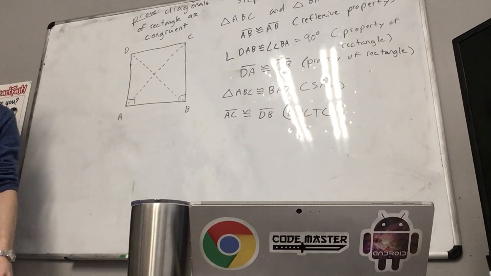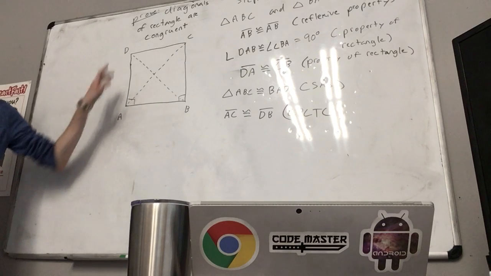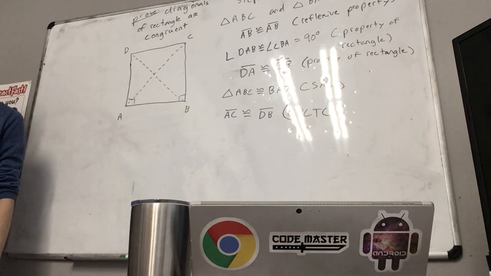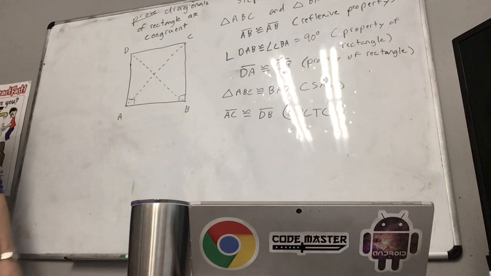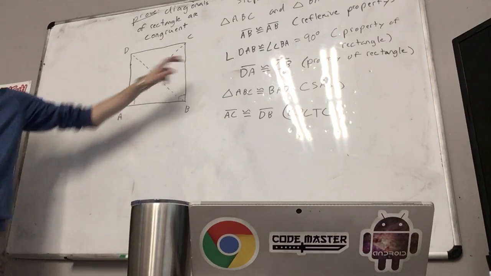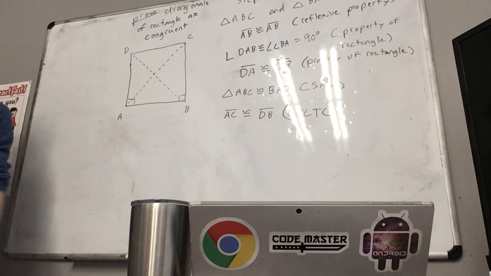Then we say DA is congruent to CB. These sides, again, are another property of a rectangle. It has to have two pairs of congruent sides. Once we have that, we have a side, an angle, and a side. So we can say those two triangles are congruent using side, angle, side.